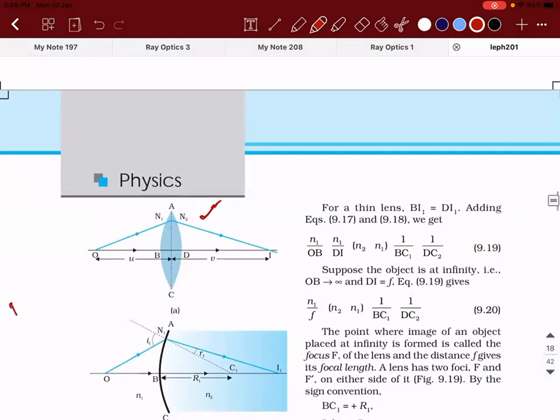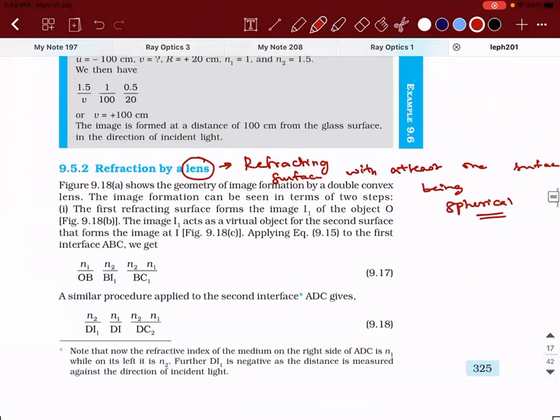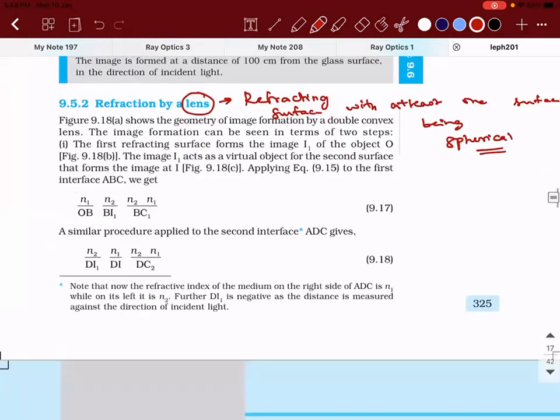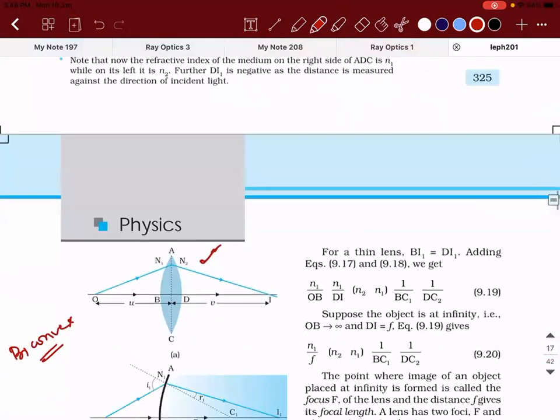So what lens is this? This is basically a biconvex lens. Listen to this. Figure 9.18a shows the geometry of image formation by a double convex lens, or we can call it a biconvex lens also. The image formation can be seen in two steps. The first refracting, so we will see it in two steps.